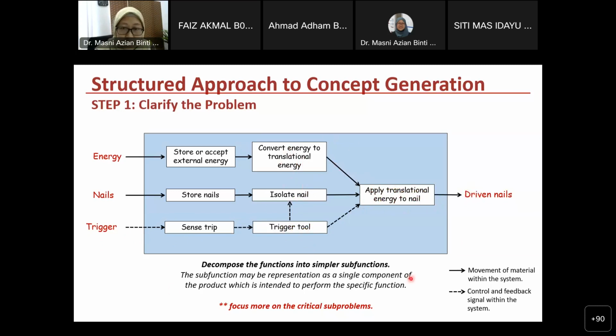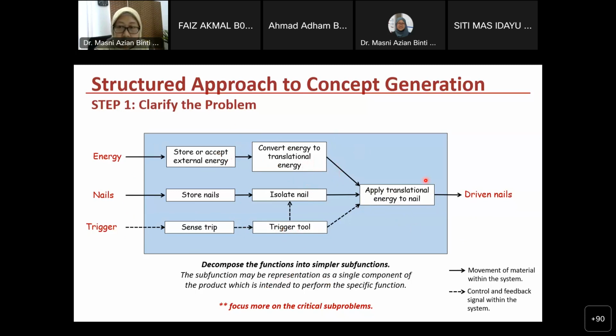So this is known as decomposing the functions into smaller, simpler sub-functions. So these are small functions, sub-function kita panggil. So macam mana kita nak tahu how small a function can be? So normally you tengok sampai you tak boleh nak figure out the basic part of it, then that would be considered as a small sub-function. Okay, sufficient for you to generate the product concept.